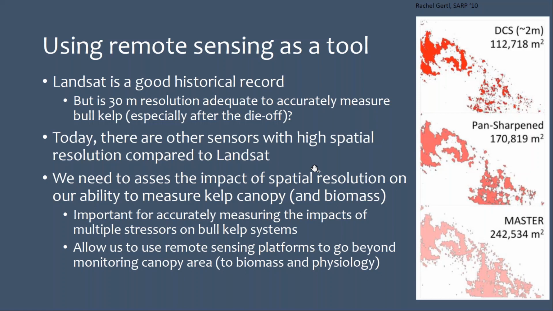If we look at the figure on the right, we're going to ignore the middle panel, the pan sharpened, but the top panel shows a 2-meter resolution sensor, and the bottom panel shows a 50-meter resolution. There's almost a 2-fold difference in the estimation of giant kelp canopy in Santa Barbara between the two sensors.